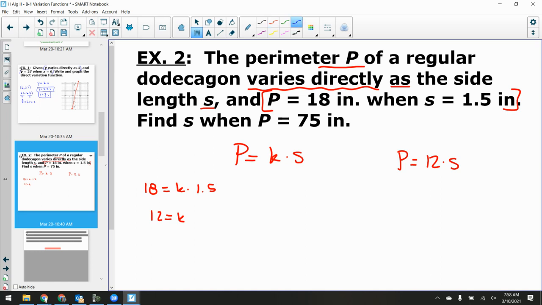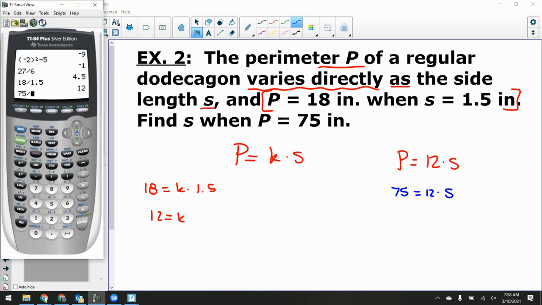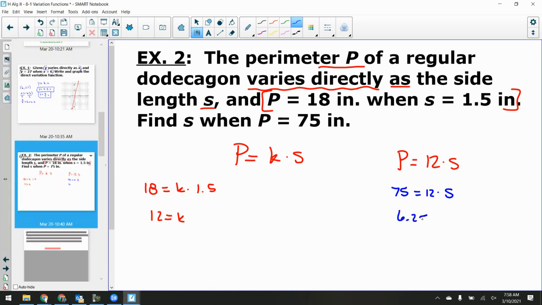Now what we're going to do is answer the question. Find s when p is 75. So 75 is equal to 12 times my side length, whatever that is. So I divide by 12 over to the other side. 75 divided by 12 gives us 6 1/4, 6.25. So answering the question, find s when p is 75, 6.25 inches. That's the side length. We didn't really even need to know the perimeter formula, 12 times the side length, as long as it's regular. Okay? Regular meaning all sides equal.